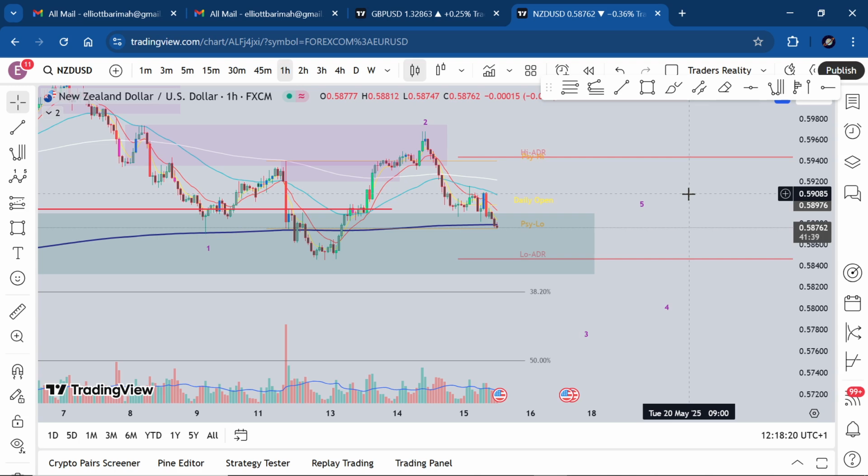Look for dollar buys. Okay, so you're buying the dollar against other pairs, and you're selling the pairs that are paired with the dollar, at least NZDUSD, AUDUSD, EURUSD, and GBPUSD.